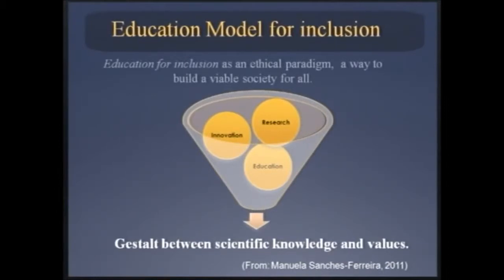So, considering that inclusive practices are ethical ways to act, when we think of research and innovation outputs on inclusive practices, we should think of it as an interaction process between knowledge and a set of beliefs and values that also commands human practices. Then, considering the education sphere as a mediator between research and innovation dimensions and real practice outputs, we should think of education for inclusion as a gestalt between scientific knowledge and values.